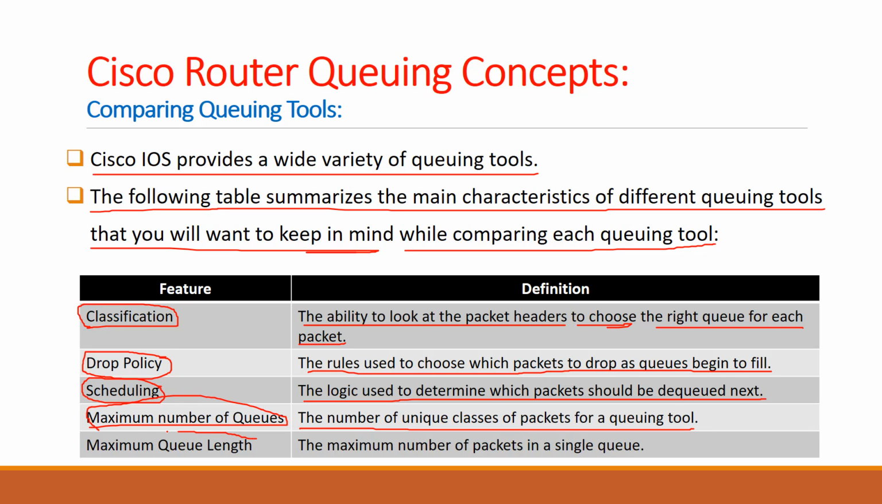The last feature, the maximum queue length. It is the maximum number of packets in a single queue. So after we define the maximum number of queues, we have the queue length that defines the maximum number of packets inside a single queue.